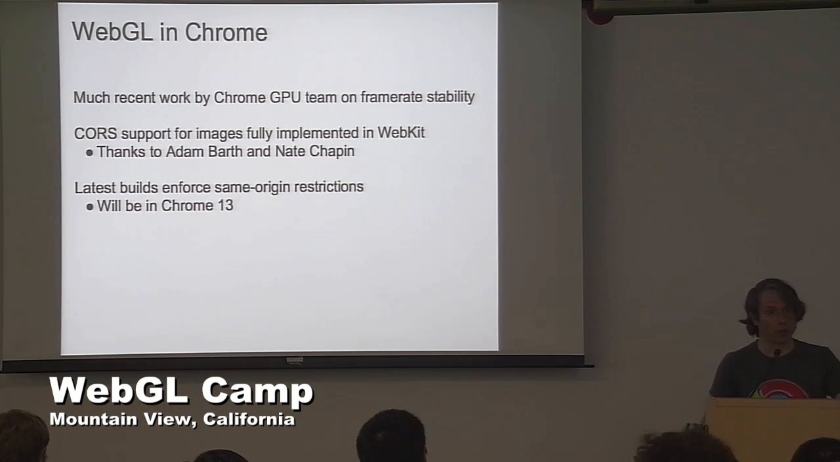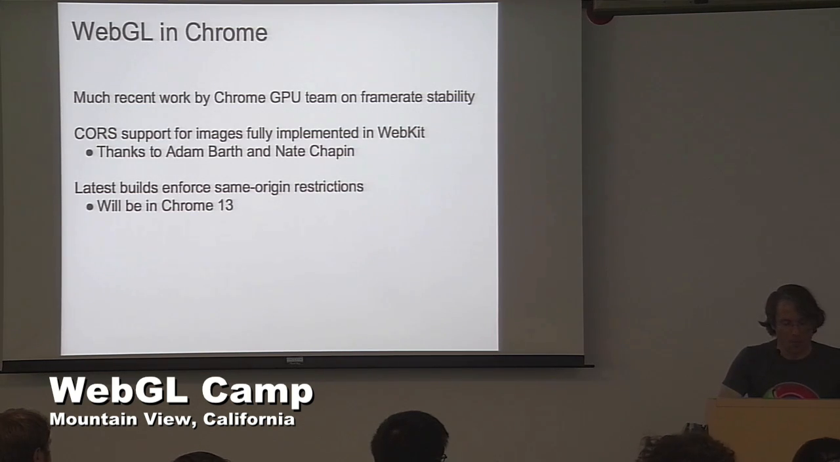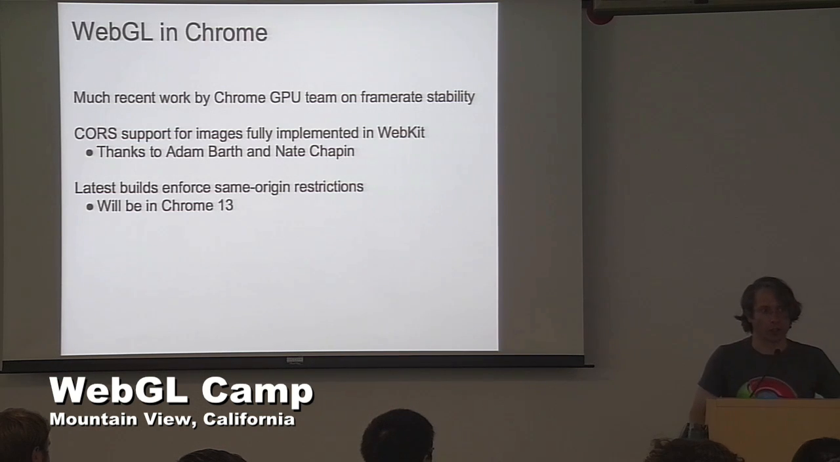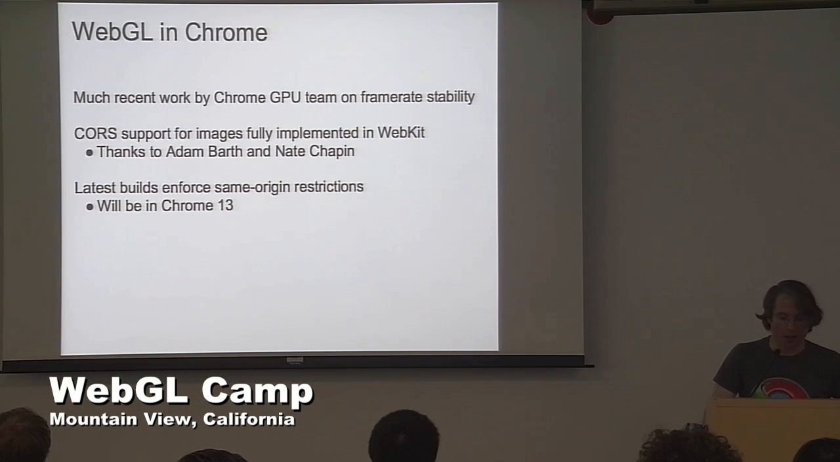The core support for images that I talked about before is fully implemented in WebKit. I'm very happy to say thank you immensely to Adam Barth and Nate Chapin for doing all that work and plumbing. I would give them a standing ovation if I could. And the latest builds of Chrome actually enforce the same origin restriction. This patch landed earlier this week and then got reverted, and then I checked it in again yesterday. So the point is that these restrictions will be enforced in Chrome 13, and as soon as they are being enforced, we're going to start to really, again, broadcast that, evangelize it, put up blog posts, explain the reasons for it once again, etc.